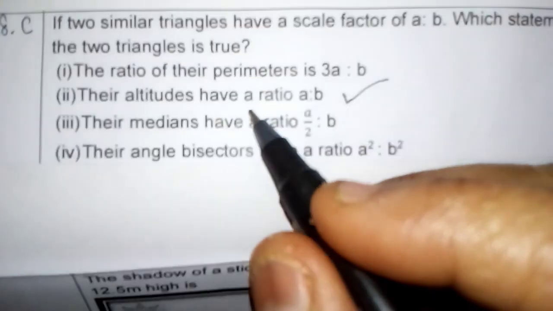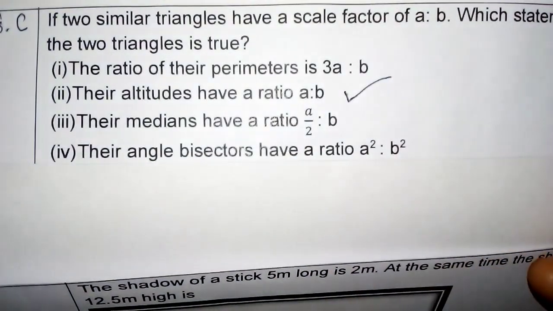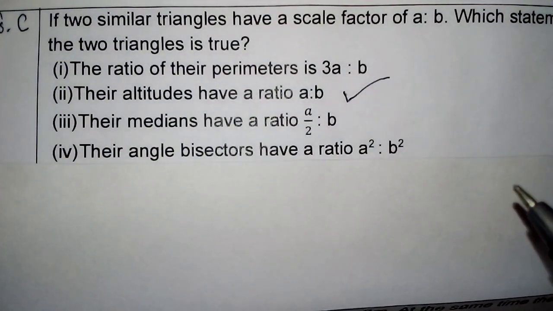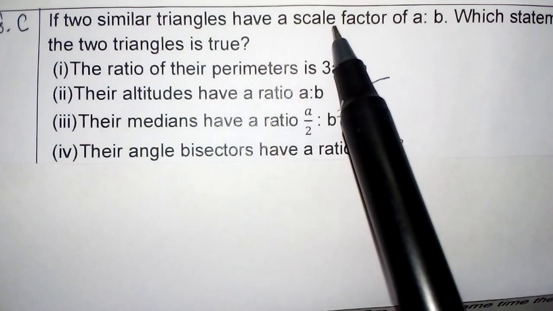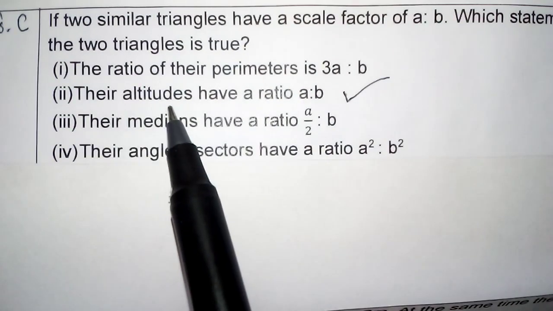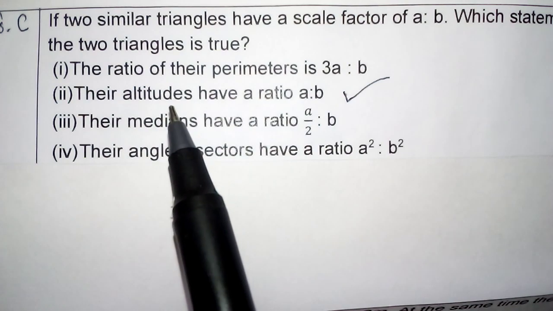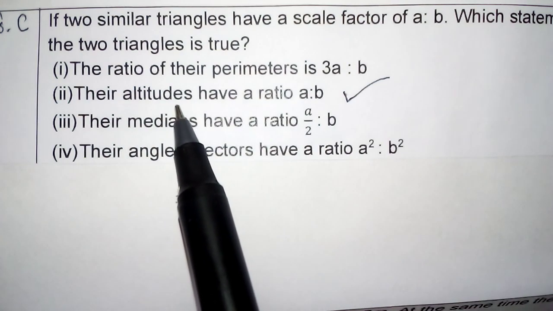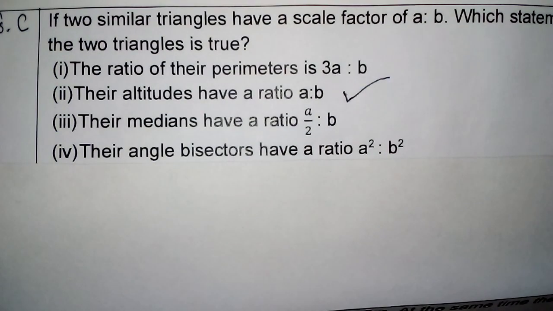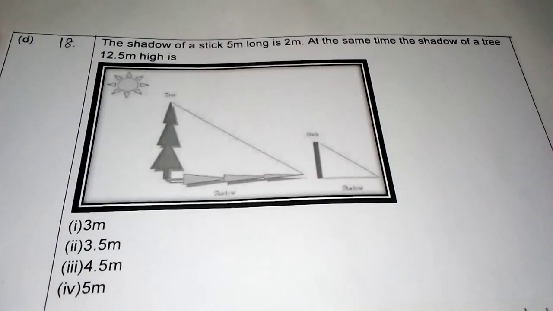What is altitude? Altitude is nothing but a perpendicular distance or the height. So if two triangles have a scale factor of A is to B, their heights, the perpendicular distances, have a ratio of A is to B. This is the answer for this question.